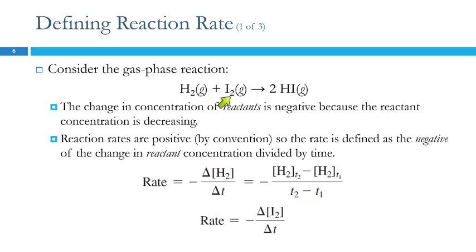So if we look at the iodine, we could describe the rate in terms of the change in concentration of iodine. Again, this being a reactant is going to be negative. So the change in concentration divided by the change in time. Any questions?